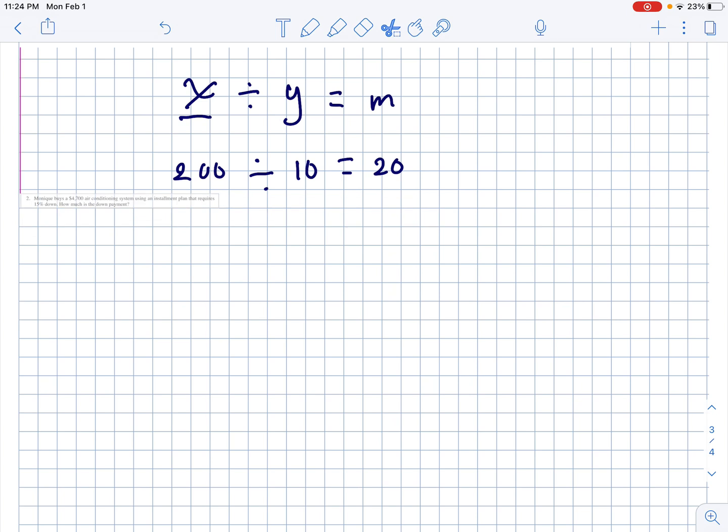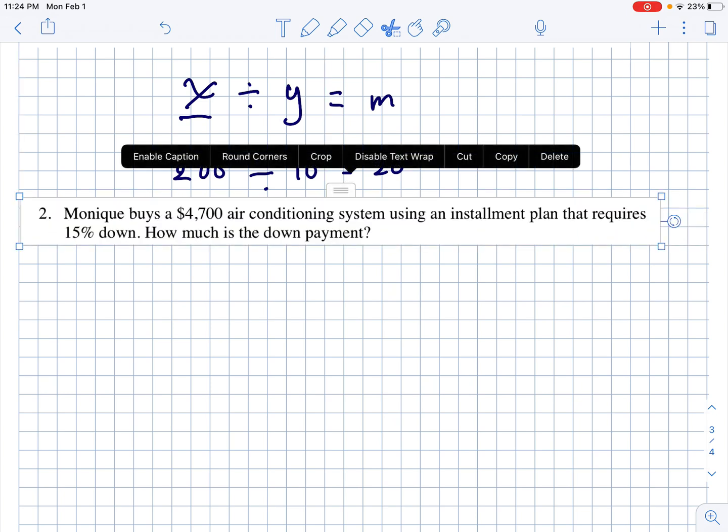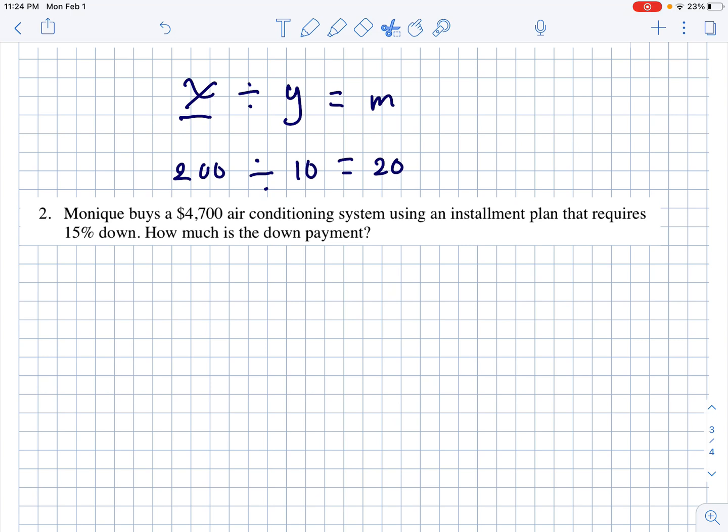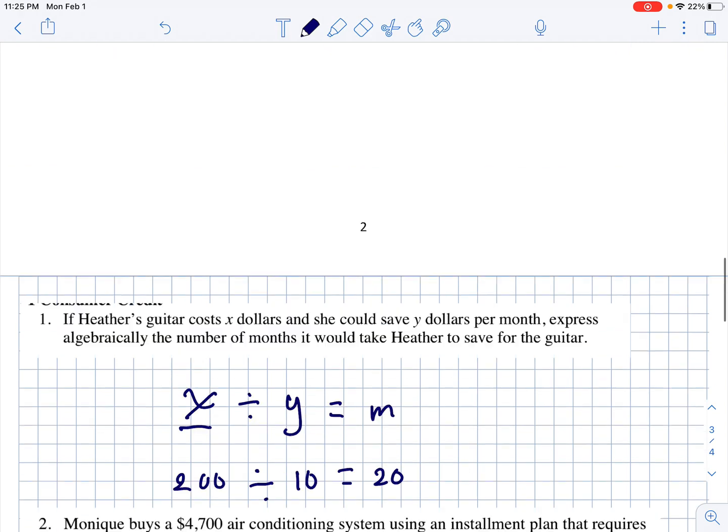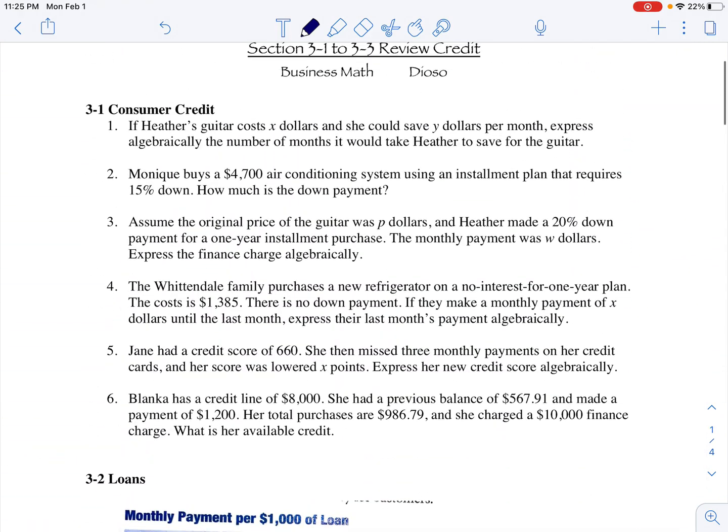It says, Monique buys a $4,700 air conditioner system using an installment plan that requires 15% down. How much is the down payment? All we're going to do is take $4,700 and multiply it by 0.15. That gives us $705 for a down payment. Okay. Let's get to this one here.